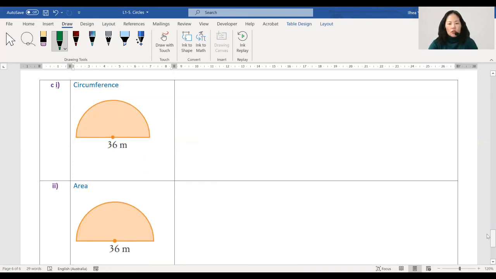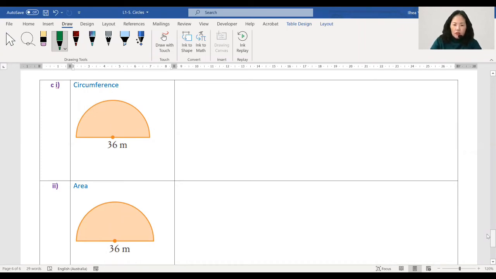Ooh, have a look at this one. This one doesn't look like a circle, does it? But it's actually part of a circle. It's a semicircle. It's just halved. Now, we can still find the circumference of this half circle, which we call a semicircle. And we can also find the area of a semicircle. So let's have a look.